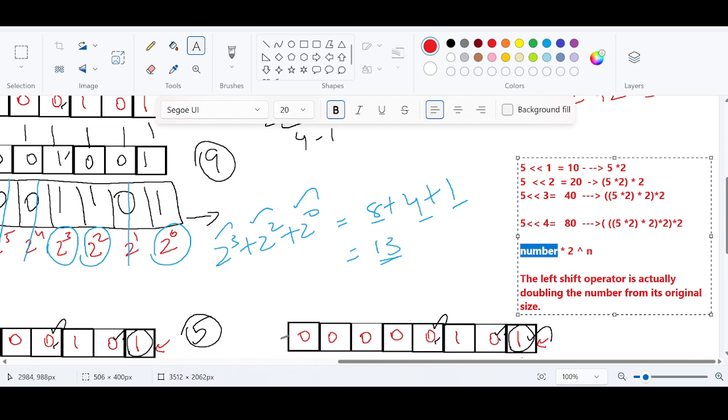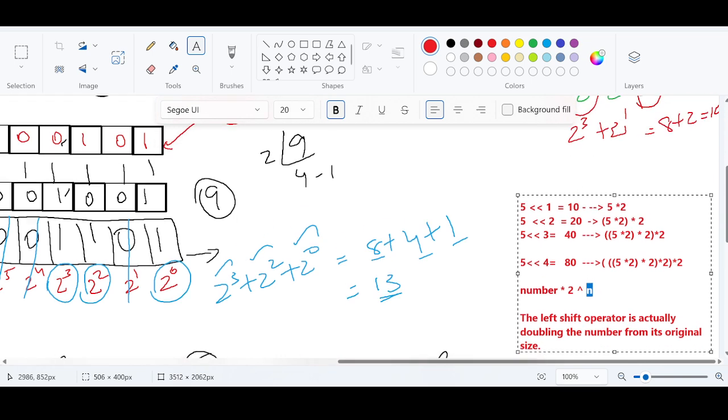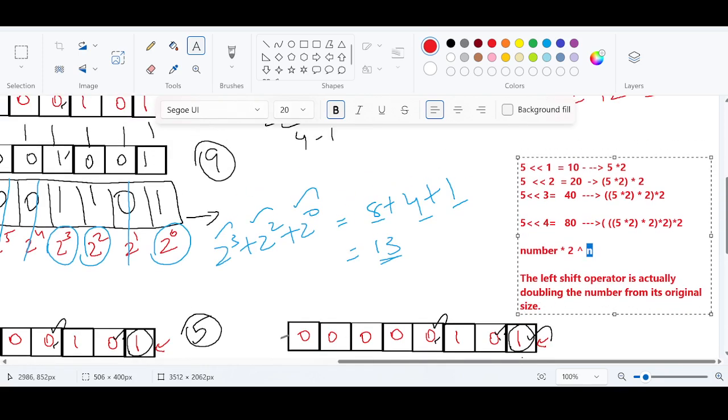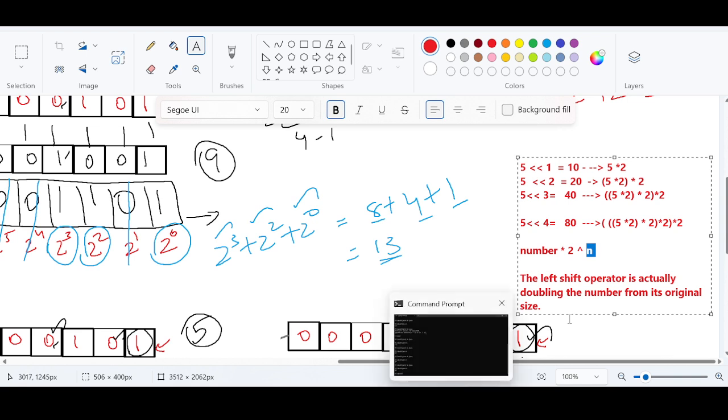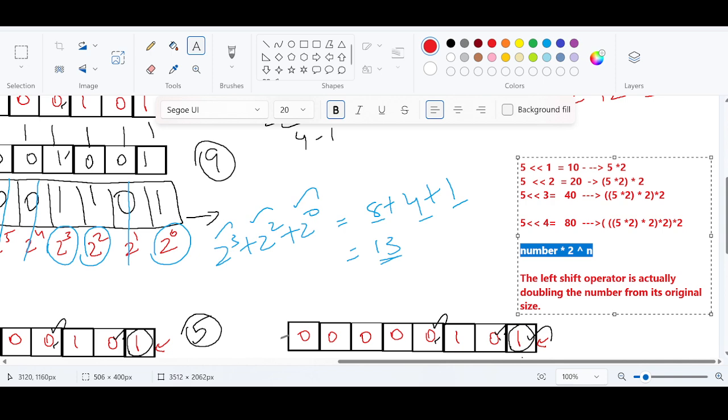Because the number that I am talking about is 5. Whatever number you have, that is the number, into 2, where 2 is the base to the power of n. This n is the number that you give after the left shift operator. If you give 2, n becomes 2. If you give 4, n becomes 4. If you give 5, n becomes 5. In future, in the interview room, if they ask you, you can just directly go with the formula because this is the actual pattern.